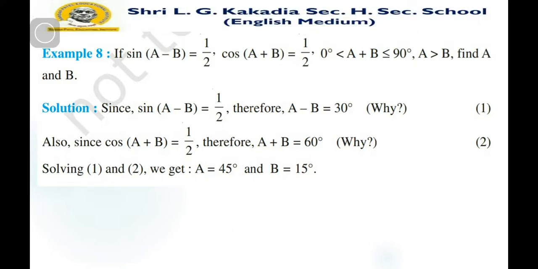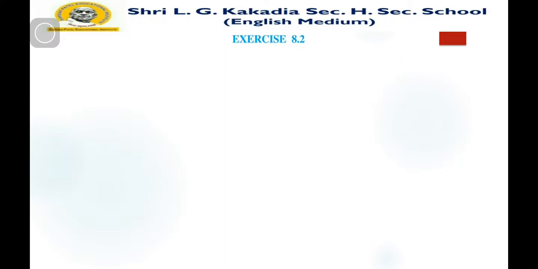Now let's do exercise 8.2, evaluating the following. We have one example: 2 tan square 45 degree plus cos square 30 degree minus sin square 60 degree. Now we know we take values from the table and put the trigonometric ratio values here. So let's solve it.